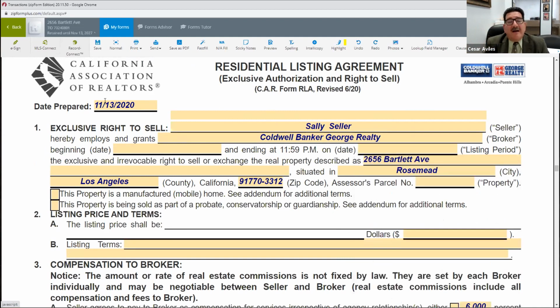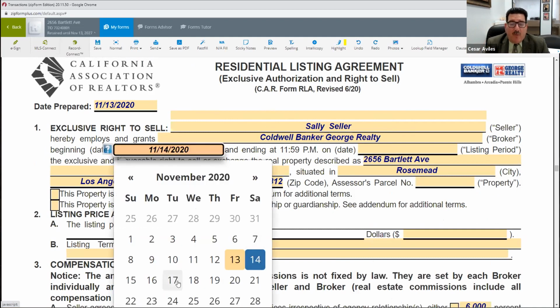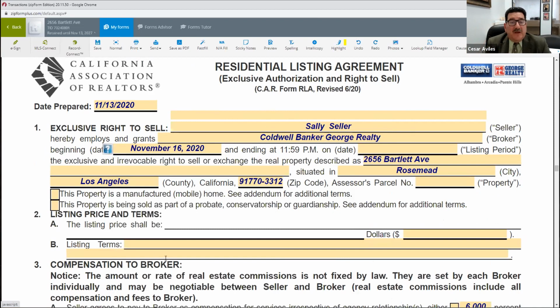So here we have today's date. Sally is the seller. Coldwell Banker George Realty is the broker. We begin today, or you can begin tomorrow, and you say, oh, it's the weekend, I want to begin on Monday. You can do that. Doesn't matter. This is the day that we're preparing the contract. This is the day that the listing agreement starts.